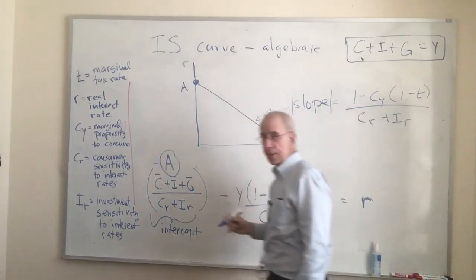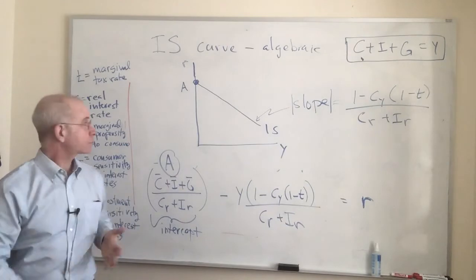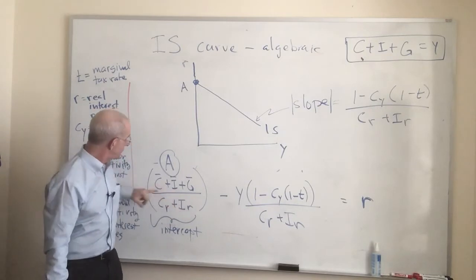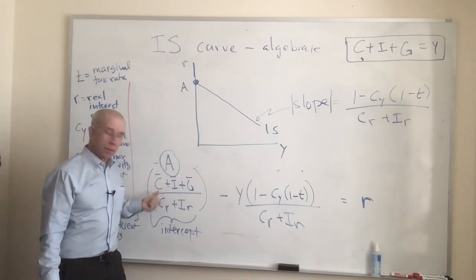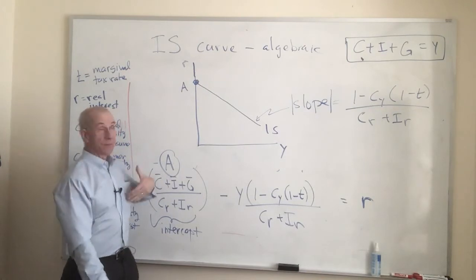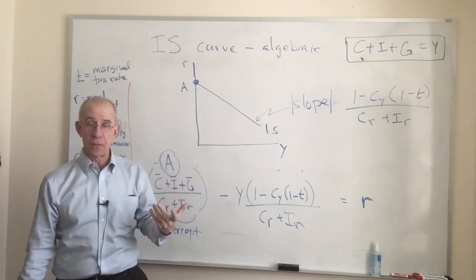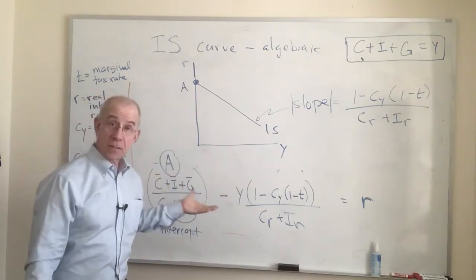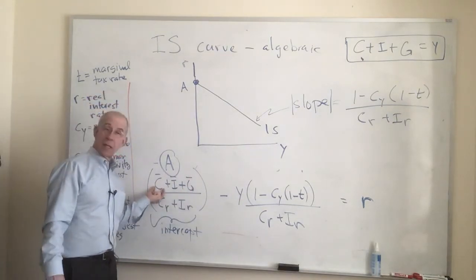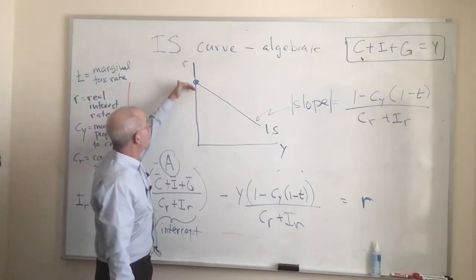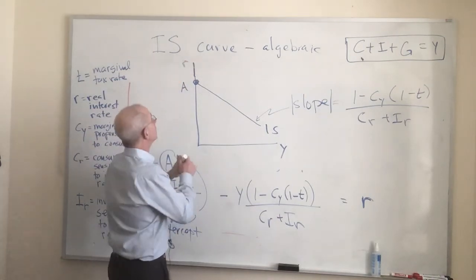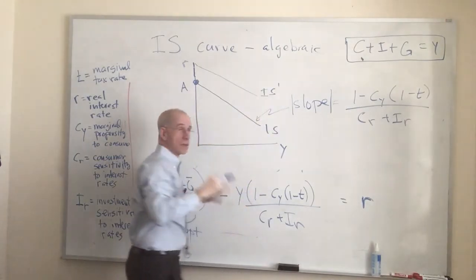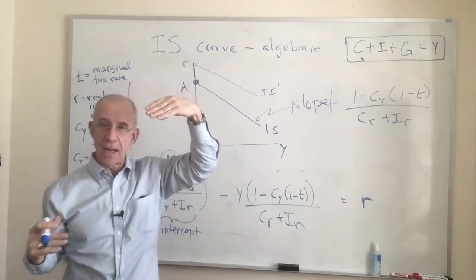Okay, so let's interpret this for a moment. What this is saying is that if you change, say, consumer sentiment, C bar, if consumers become more confident in the future, they're going to be willing to spend more. That is reflected in this setup as being an increase in C bar. That's going to increase the intercept, shift that IS curve up.